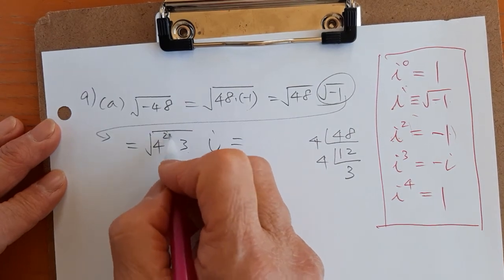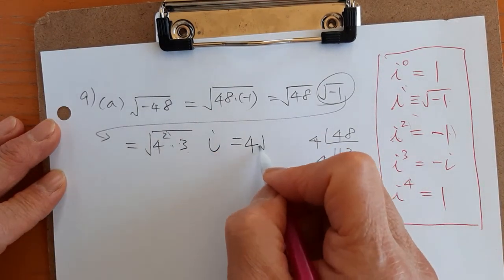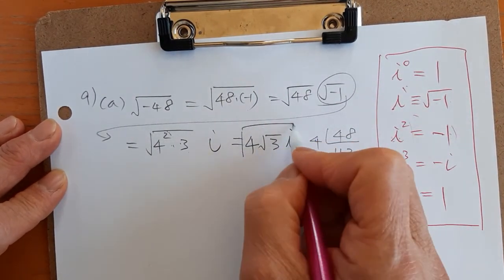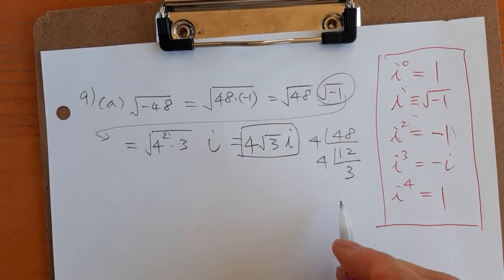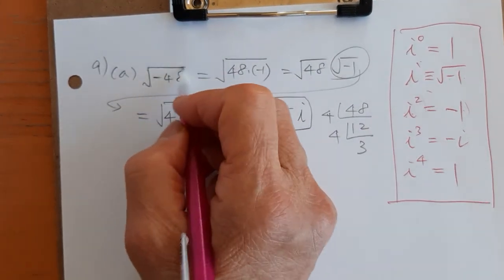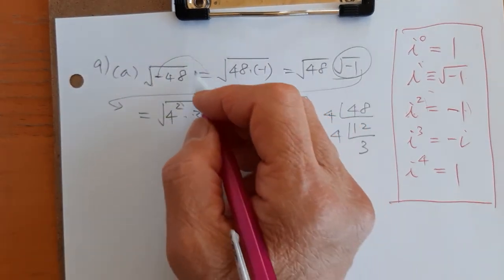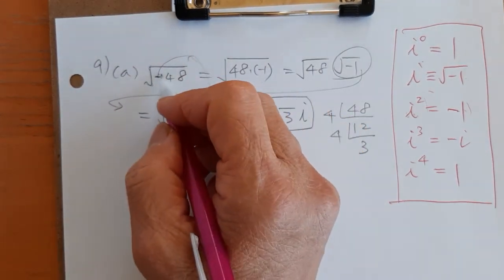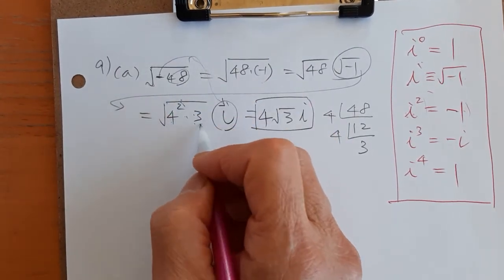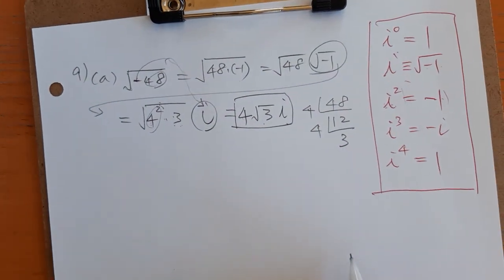And then separate, take square root. 4 squared, take the square root out, it's 4. 3, you cannot take the square root out. It's still the square root of 3, times i. So there's a quick way to do this. If you have a negative in the radical, you just take this negative sign out, it becomes i. And 48 is 16 times 3. 16, take the square root, is 4, times the square root of 3. That's a quick way to do it.